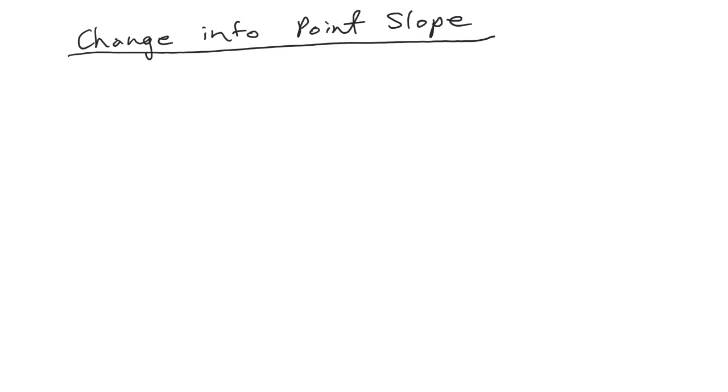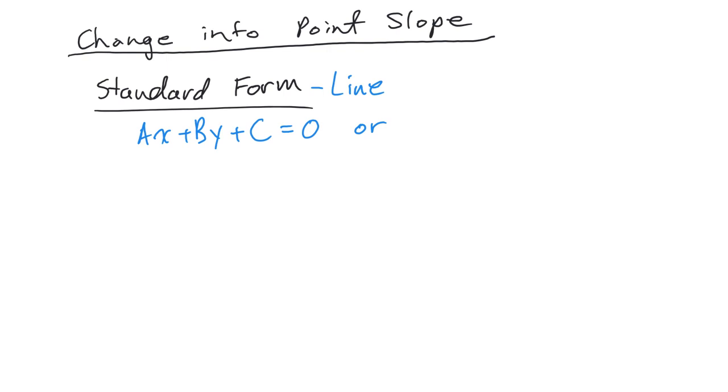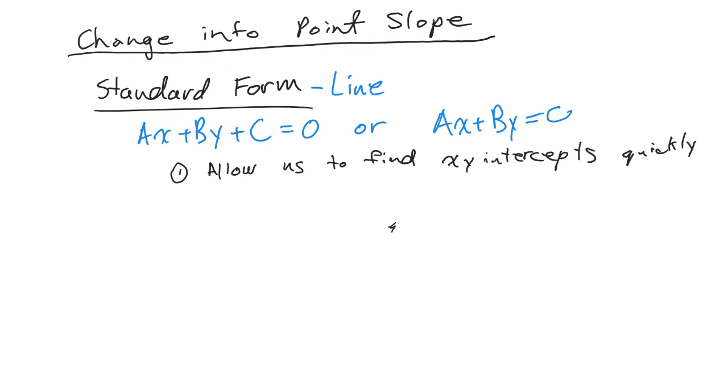So most times when we have equations, they are in two different forms. One is called standard form, which looks like this: ax plus by plus c equals 0, or what we have been looking at in our studies so far, where our equation looks like ax plus by equals c. Both of these types of standard form equations of a line are very important because they allow us to find our x and y intercepts very quickly.